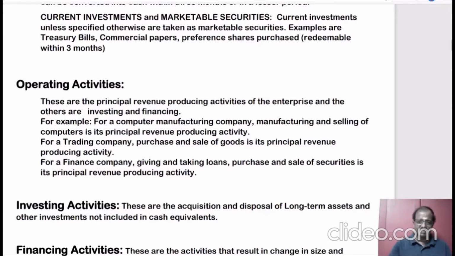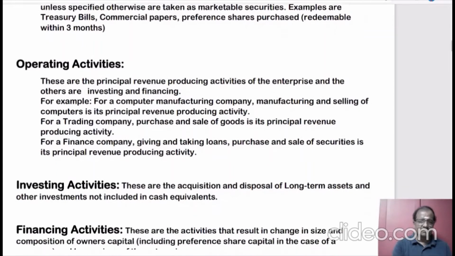of this business. At the same time, finance company, let us see the difference and why we should give that much importance to the difference between a finance company and a non-financing company, because the operating activity of one could be different from the other. Let us see that in detail later.